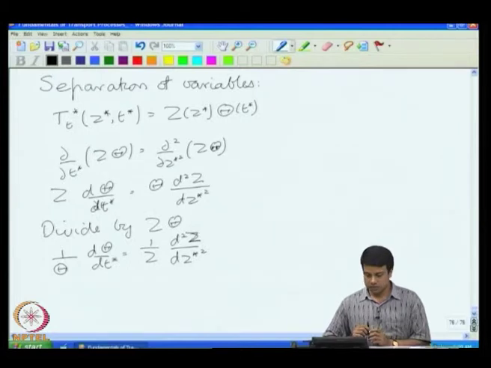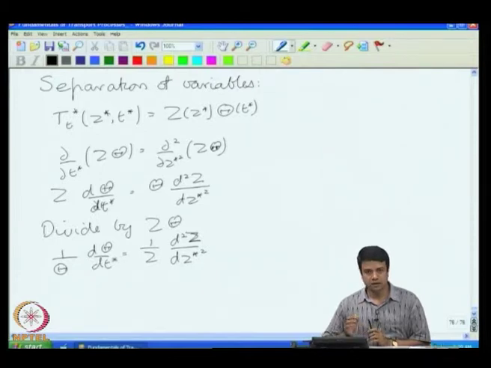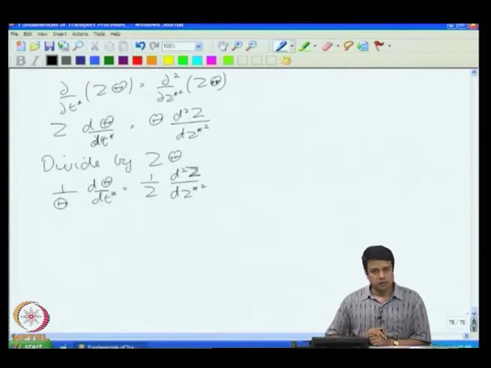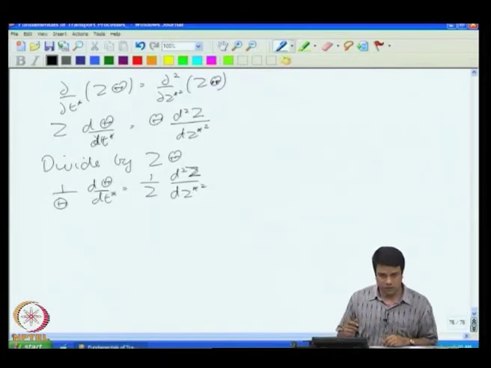So, therefore, just from the condition that the left hand side is only a function of t and the right hand side is only a function of z, I can infer that from an equation of this kind both the left and the right hand side have to be a constant. So, what is that constant? Now, let us look at how to solve for this constant.